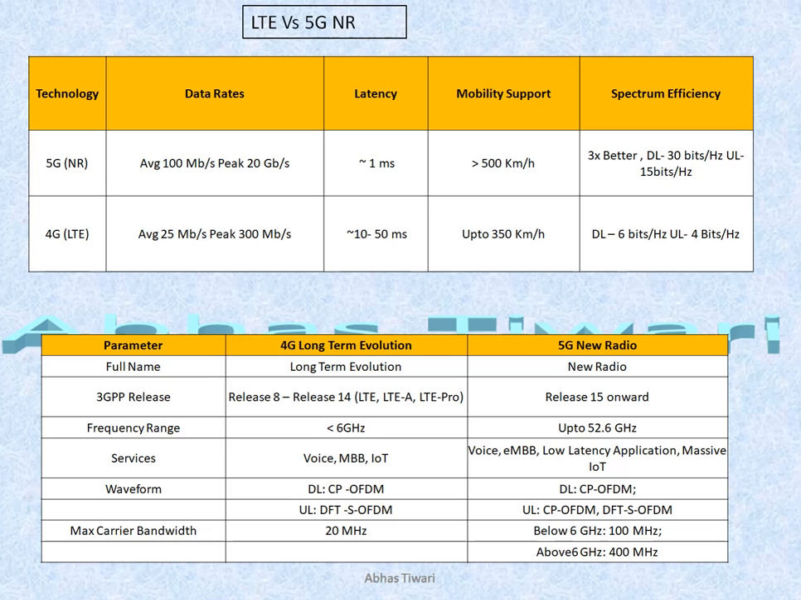For improving the data rates, ultra low latency is introduced in 5G. Here we can see 1 millisecond latency in 5G, whereas 10 to 50 millisecond latency was earlier there in 4G. The data rate is increased from 300 Mbps peak to 220 Gbps peak. Mobility support is also enhanced, like we can support vehicles going more than 500 km per hour in 5G. Spectrum efficiency is enhanced by 3 times, 3x better spectrum efficiency is now there.